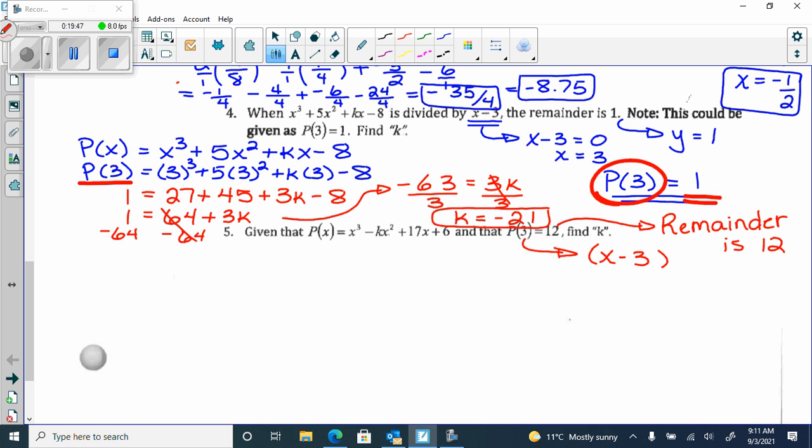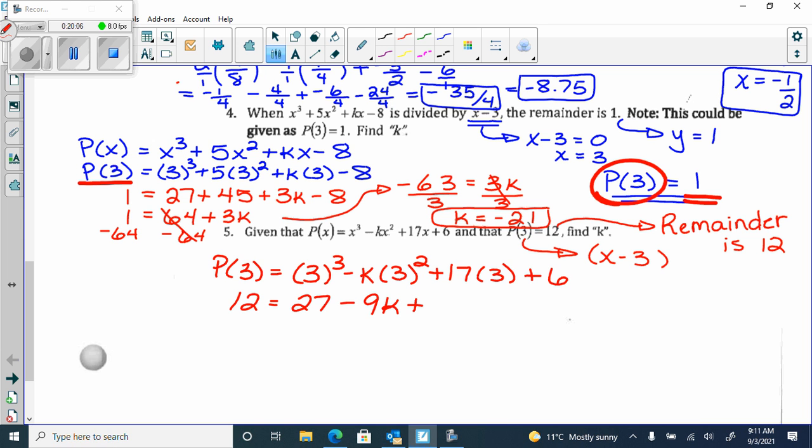Because you understand why. So we're going to go P of 3: 3 cubed minus k times 3 squared plus 17 times 3 plus 6. And so we get p of 3 instead is 12 equals 27 minus 9k plus 3 times 51, I believe, plus 6. 12 equals 27 plus 51 is 78 plus 6 is 84. Subtract 84. Negative 72 equals negative 9k, so k equals 8.